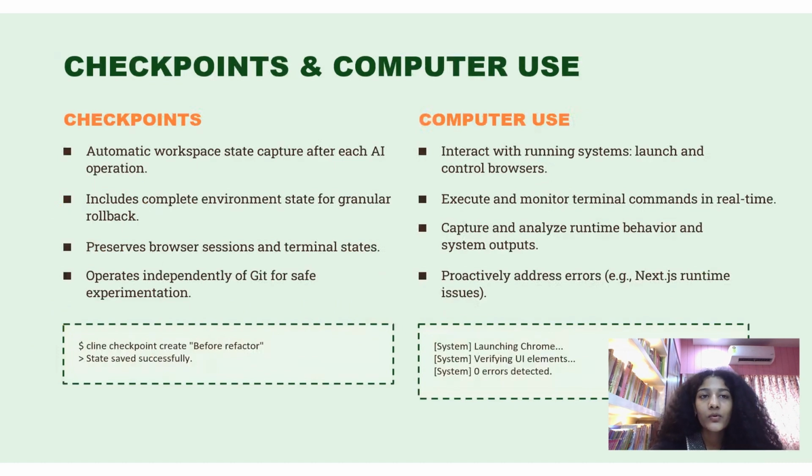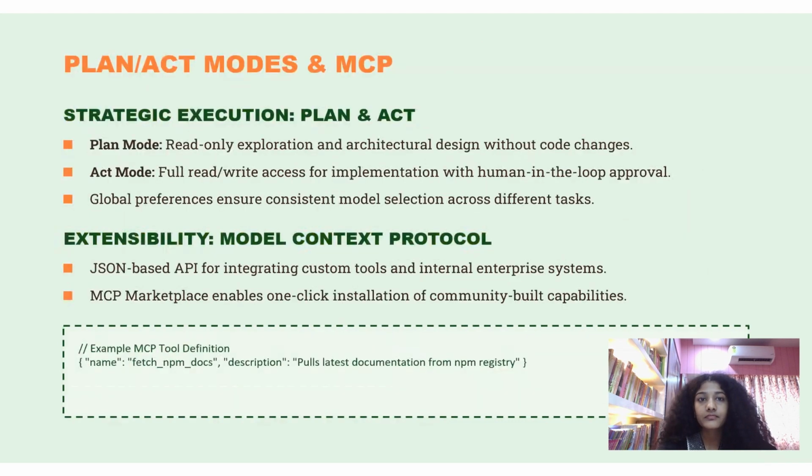Have you ever made a mistake while coding and wished you could just go back in time? Klein has a feature called checkpoints that does exactly that. Every time the AI does something, it saves a copy of your work. If you don't like what it did, you just click a button and everything goes back to how it was before. Another cool thing is computer use. This means the AI can actually open a web browser on your screen to test the website it just built. It checks for errors just like a human would, which saves you a lot of time.